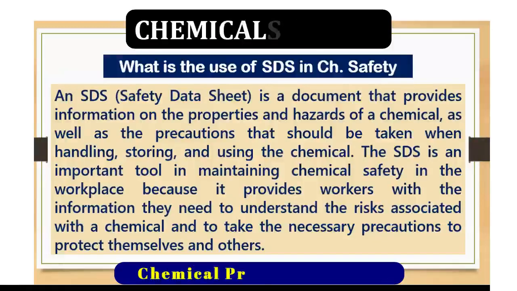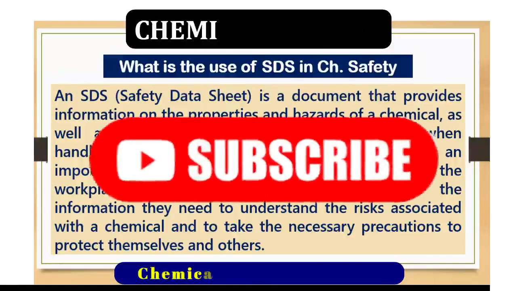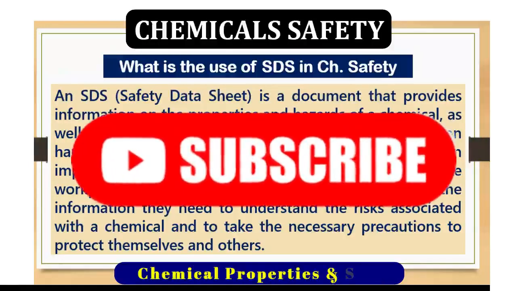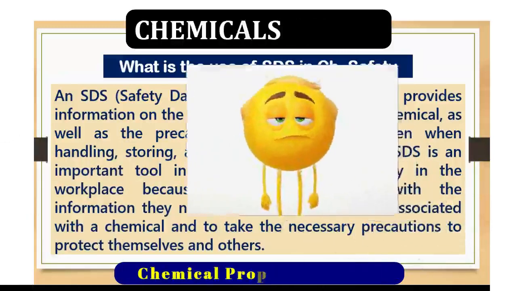Now, the important question is how to control these chemicals. Those are being used in our daily life, even when we are at home or at our workplaces. An important document is called SDS, Safety Data Sheet. Let us understand the role or the use of the safety data sheet in chemical safety.